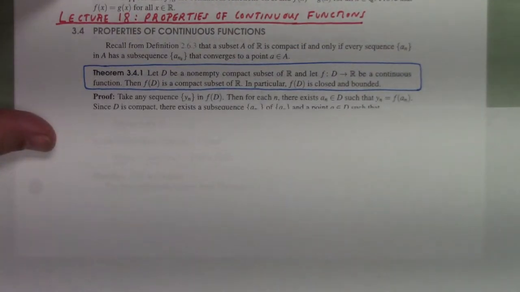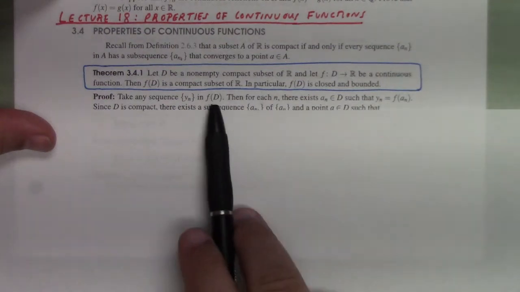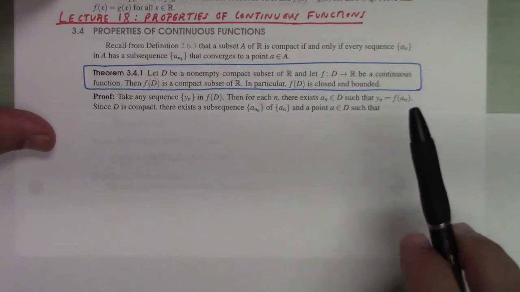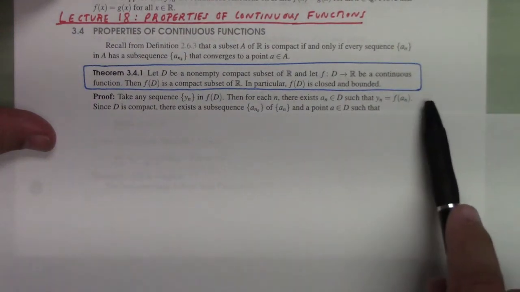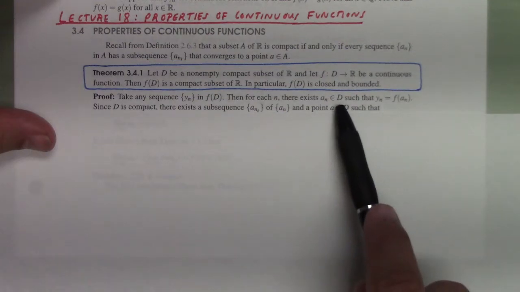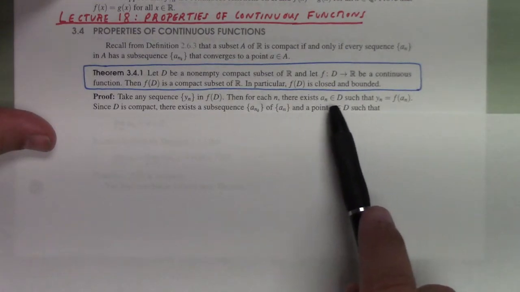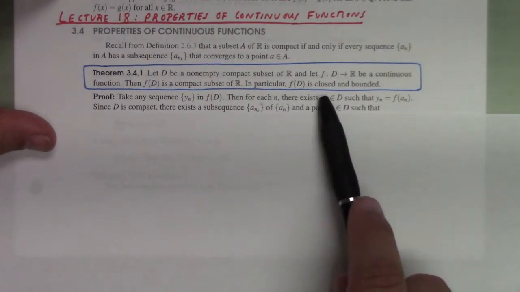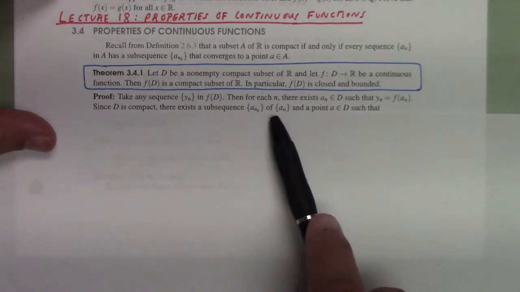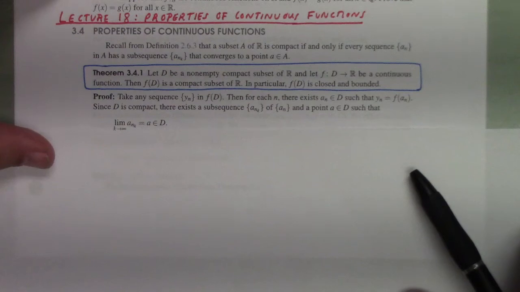So he says take any sequence in f of D, right? Then for each n, that means that there exists an a_n such that y_n is equal to f of a_n, and a_n must be in D. But since D is compact, there exists a subsequence a sub n_k of a_n and a point a in D, which a sub n_k converges to a, right?